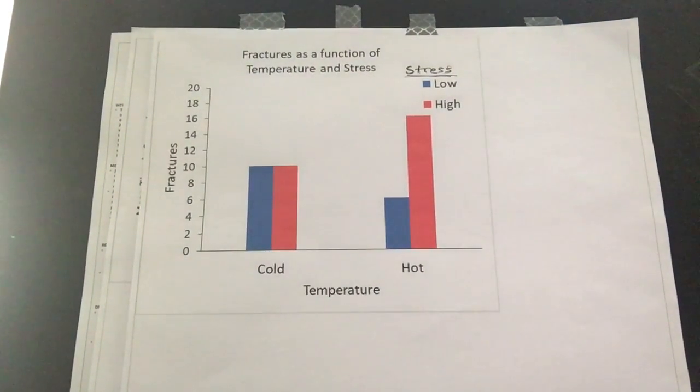So for the past few years, my lab has been studying how students interpret graphs like this. This shows data from a research study with two independent variables, or factors, those factors being temperature and stress. And there's one dependent variable, that being fractures. So this is also known as a 2x2 factorial design, and this particular graph is showing an interaction between the two factors.